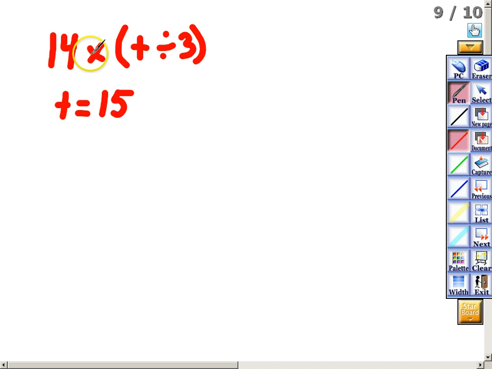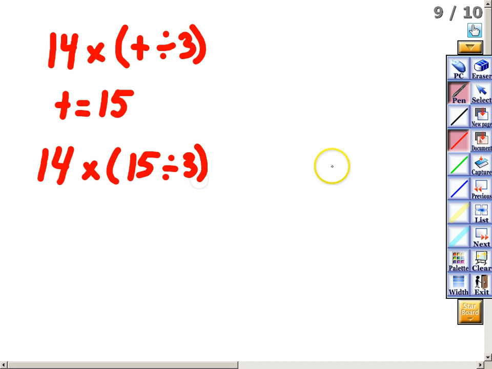Okay, so if we have 14 times t divided by 3, what we need to do first of all is plug in 15 for that variable of t. Okay, so we can just rewrite this problem out. So we'll do 14 times, and then we'll just plug in 15 for that variable, because that was given to us, divided by 3. Okay, so we'll rewrite the problem, plug in the variable.